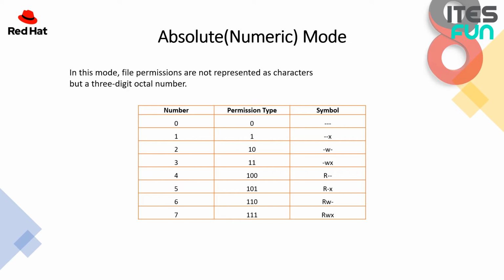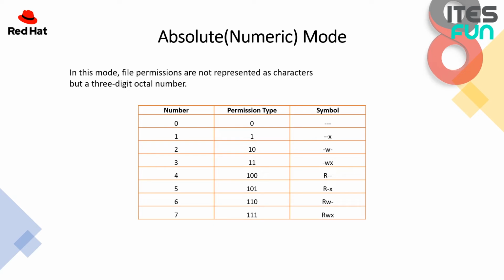4, 100, is for providing the read permission to the owner, or we can say the user. 5, 101, is to provide read permission to the user and execute permission to the others. You can also add these permission types. For the fifth, you can see it's 101. So if we add fourth and first, what do we see? It's providing read permission to the user and execute permission to all other users.